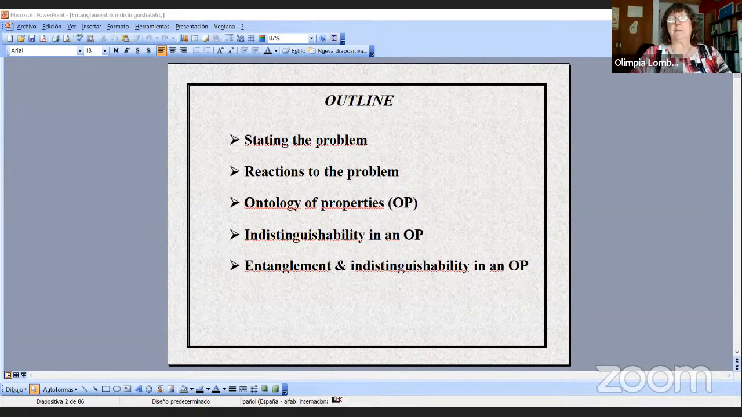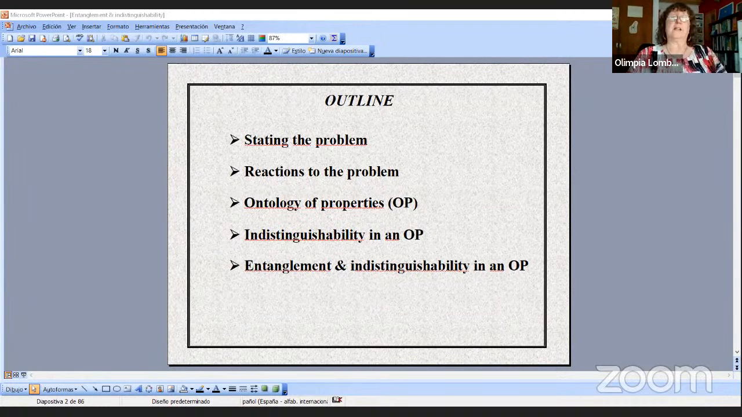Okay, today I will discuss the problem of defining entanglement in the case of indistinguishable particles, because I don't want to talk about particles now. This paper is in collaboration with Sebastian Fortin, who is here, so we can share the answers of the questions. The outline of the talk is very simple. First, I will state the problem. Then I will very briefly recall some reactions to the problem. And this will let me introduce the ontology of properties in a very, very intuitive way. And from the basis of this, I will discuss indistinguishability in this kind of ontology. So finally, I will discuss entanglement and indistinguishability in an ontology of properties.